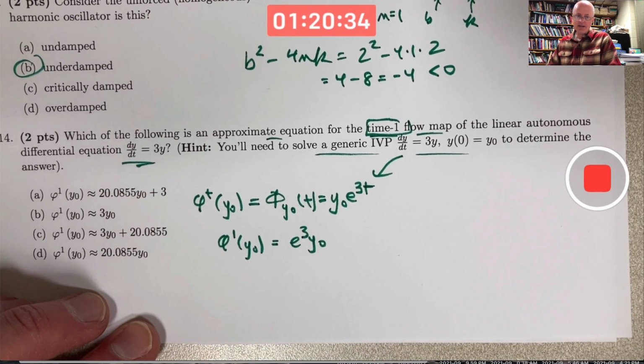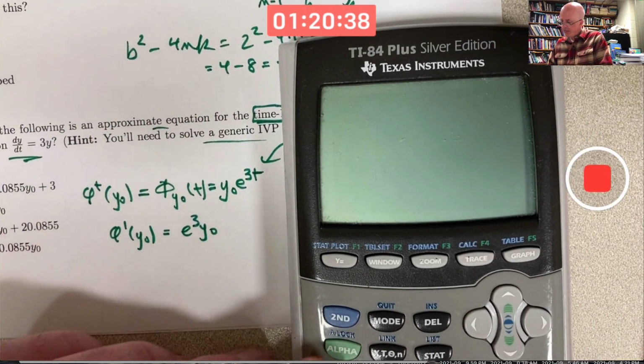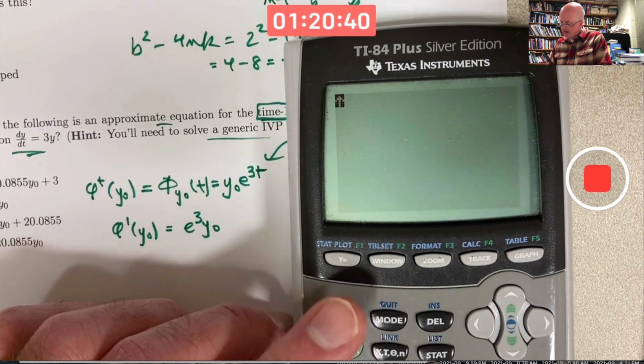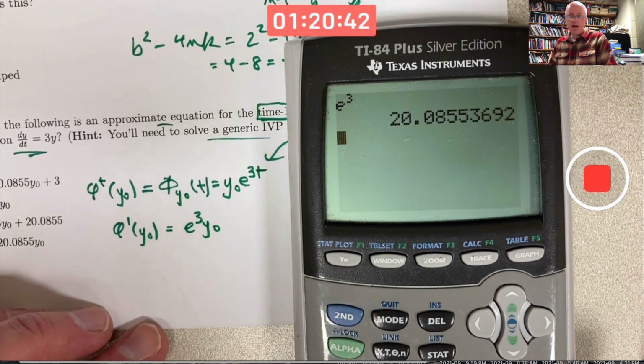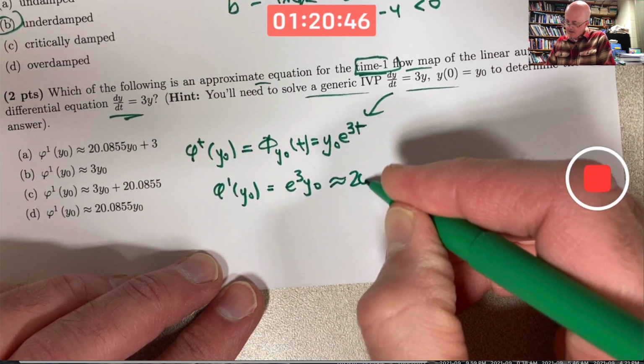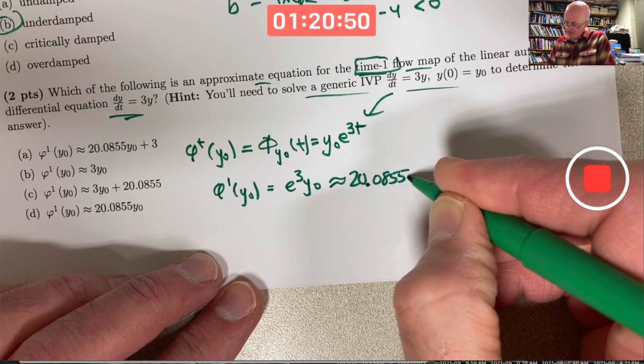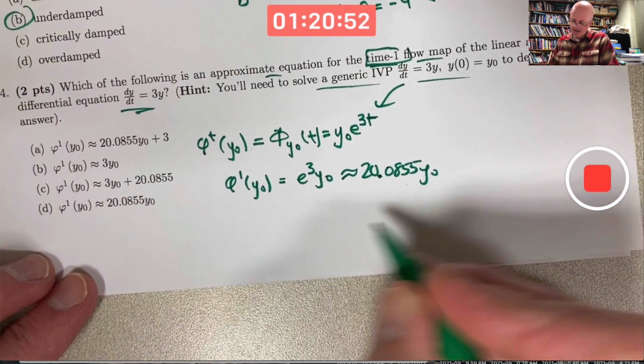And e cubed, yes, is about 20.0855. Yes, that's an approximate equation for the time 1 flow map here. So therefore, the answer is D.